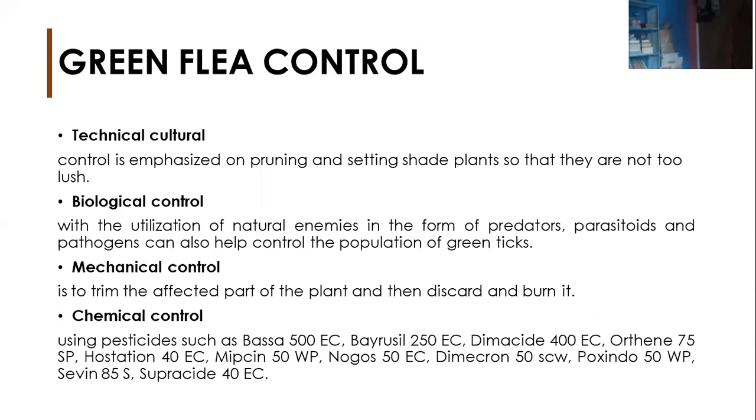The next is control of green fleas. First, technical control is emphasized on pruning and shifting shade plants so that they are not too large. The second is biological control, with the utilization of natural enemies in the form of predators, parasitoids, and pathogens, which can also help control the population of green fleas. The third is mechanical control, which is to trim the affected part of the plant and then discard and prune it. And the last is chemical control.